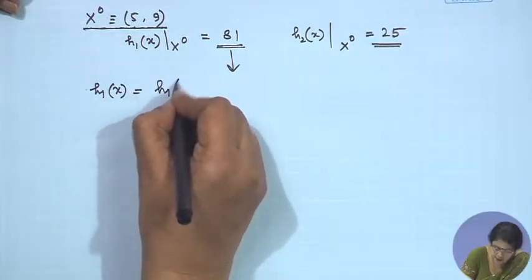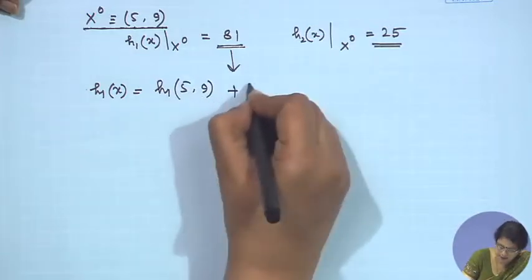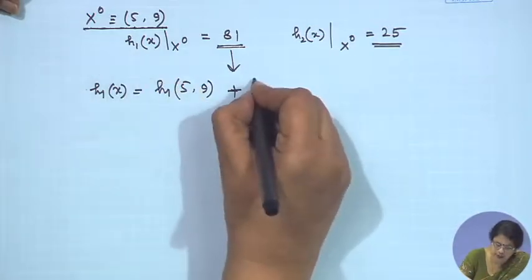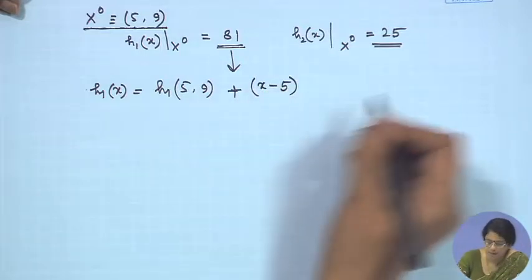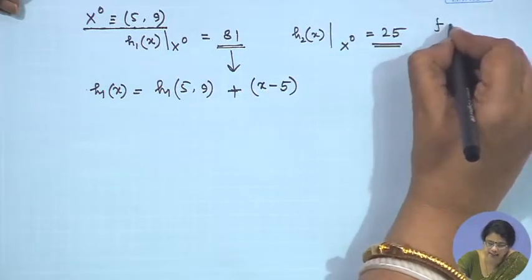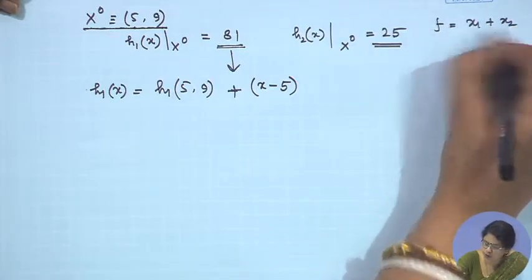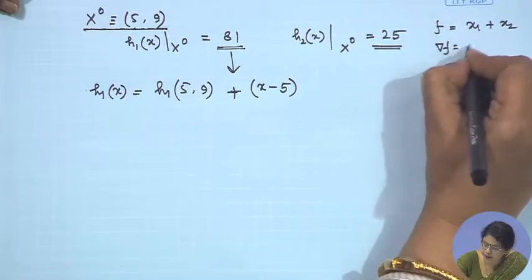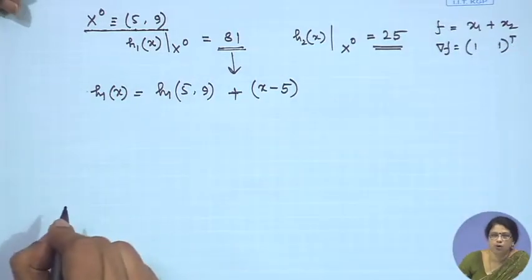It will be h1(5,9), that is 81, plus, this is a function of two variables, that is why (x minus 5), my f function is x1 plus x2, that is why grad f would be [1 1] transpose. Alright.